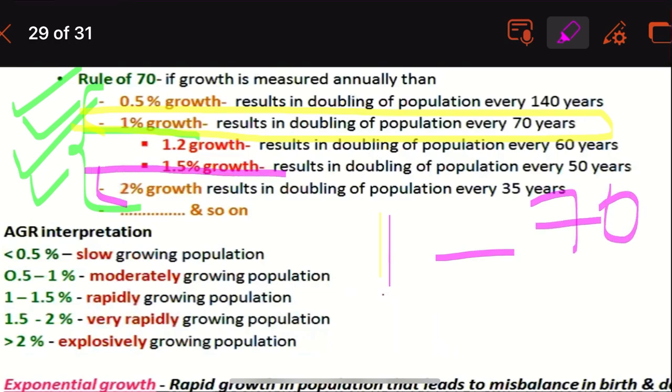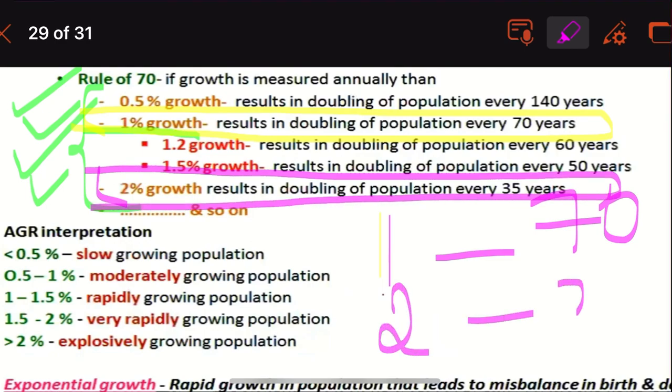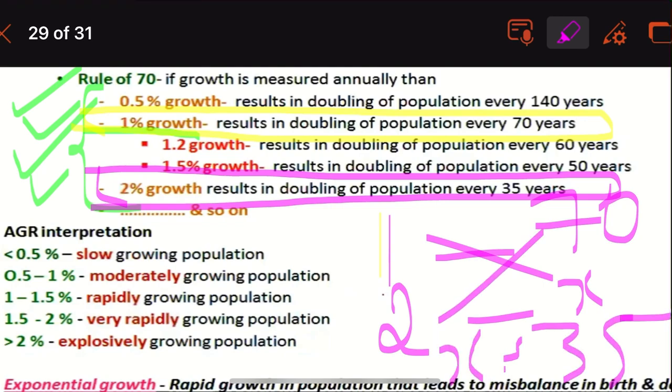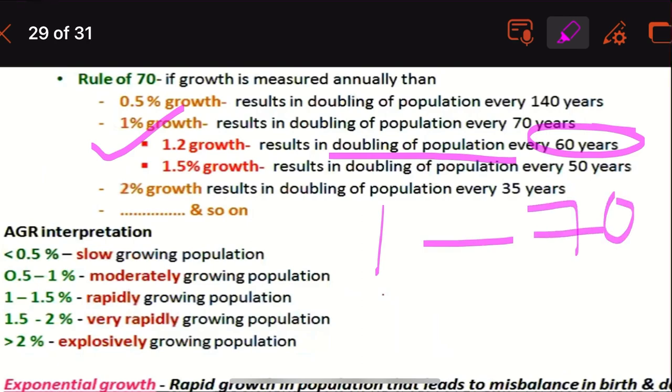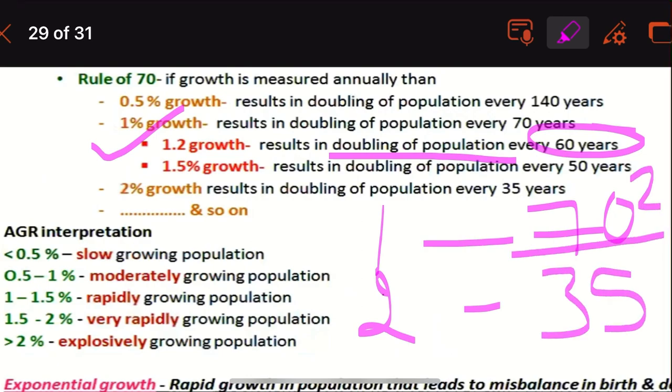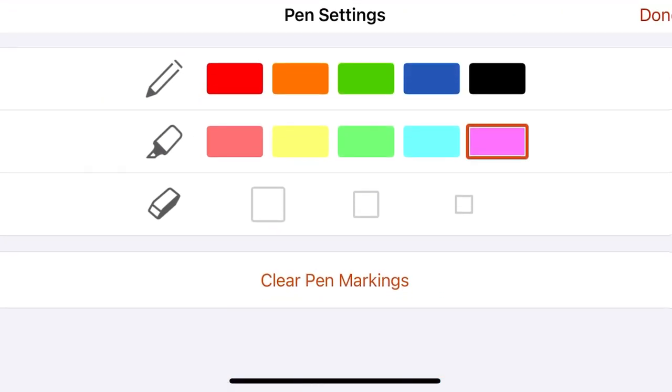If there is 2% growth, it will result in the doubling of the population in how many years, guys? How much do we get? 35. Right. If the growth of the population is 1.2, then the doubling will occur in 60 years. You know the calculation. If the growth is 1, doubling will occur in 70 years. If the growth is 2, it is 70 by 2, that is 35. Then if it is 0.5, it will obviously be 140.